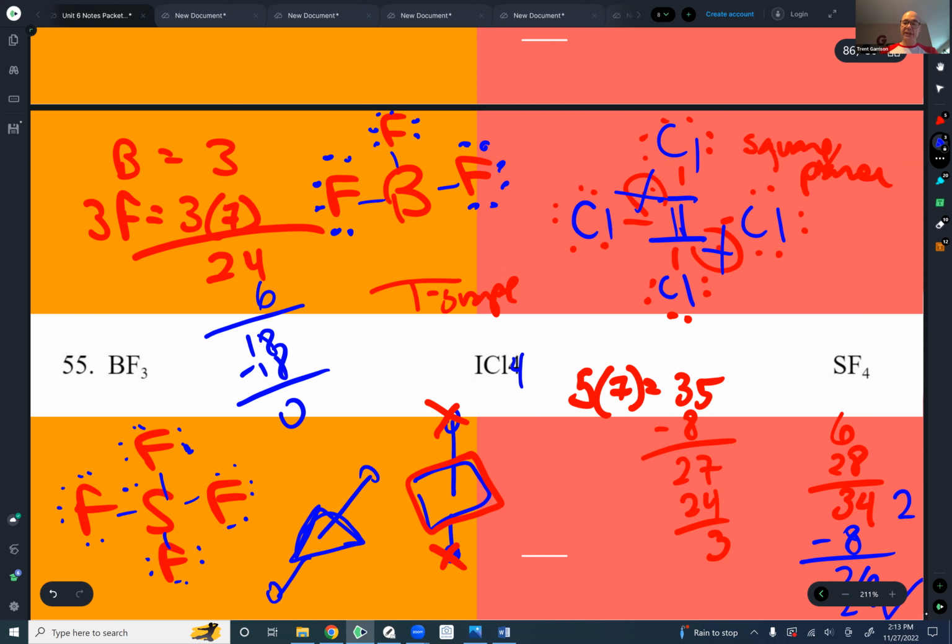Now, in the triangle shaped ones, what happens is we lose that horizontal equatorial plane electron. And so what we end up with is something that ironically is described as it looks. It's a teeter-totter. It's called a seesaw. It's called a seesaw shape.